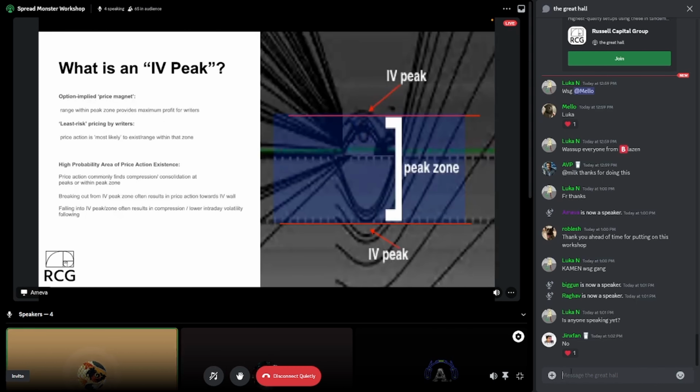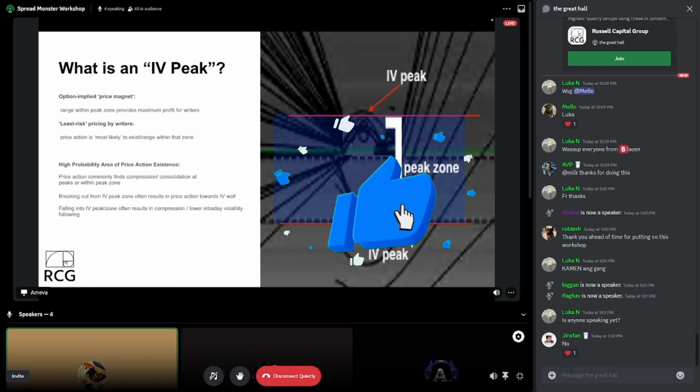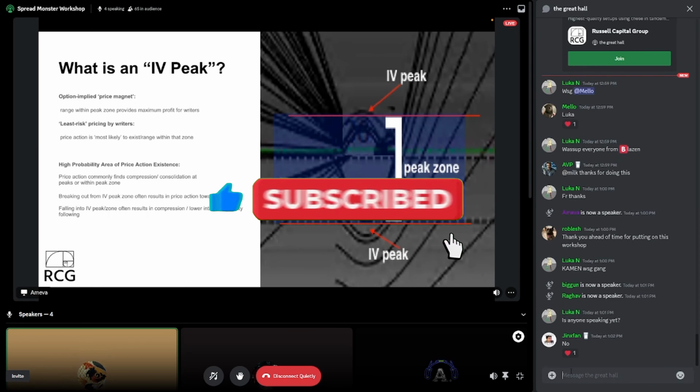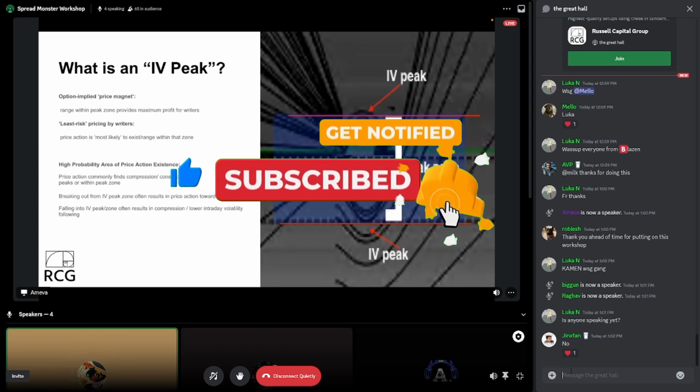All right, we can go to the next one. So an IV peak is the option implied price magnet, where range within the peak zone provides maximum profit for writers as options decay. It's the least risk pricing by writers. Price action is most likely to exist in range within that zone. So this is a high probability area of price action existence, especially range or chop in this area.